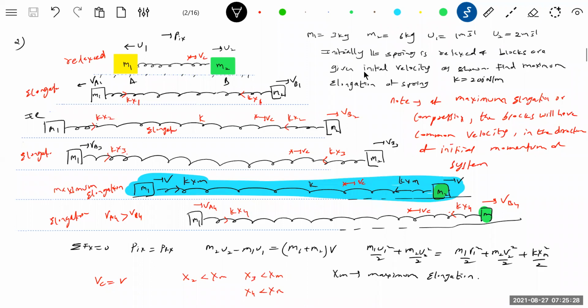Okay, these ideas, where will they help? They will help us a lot when we go for center of mass and when we go for collisions. So these things are going to help us a lot.